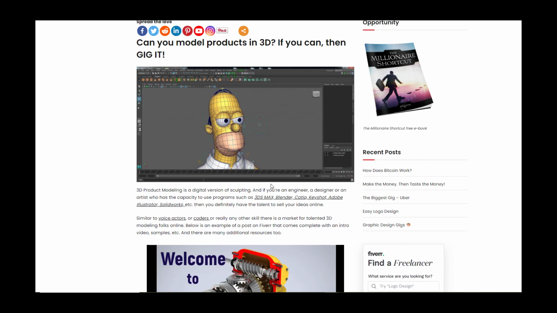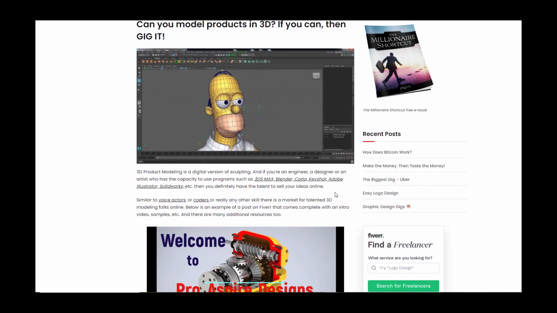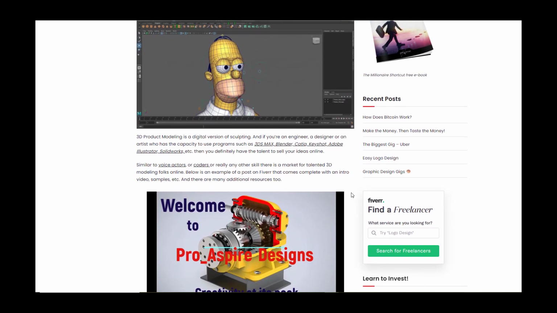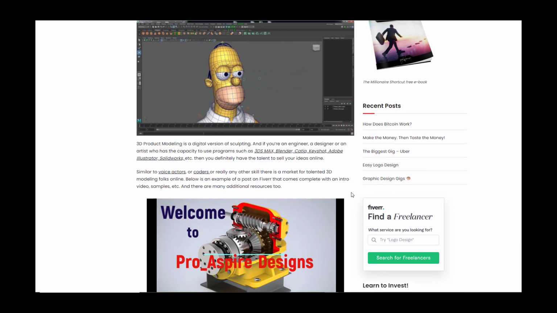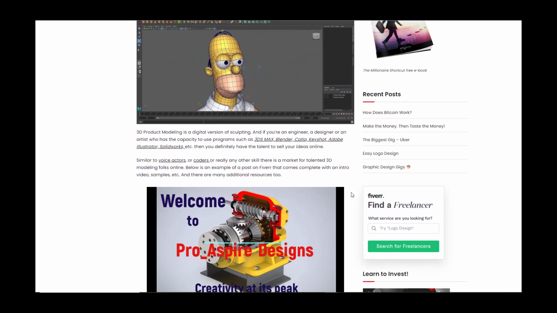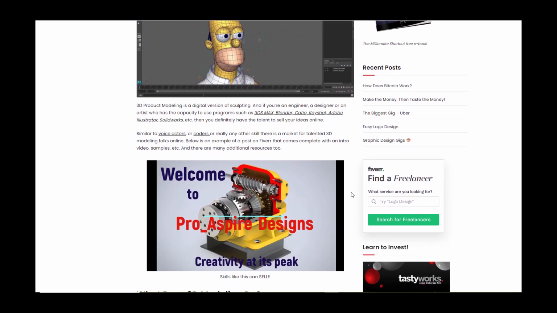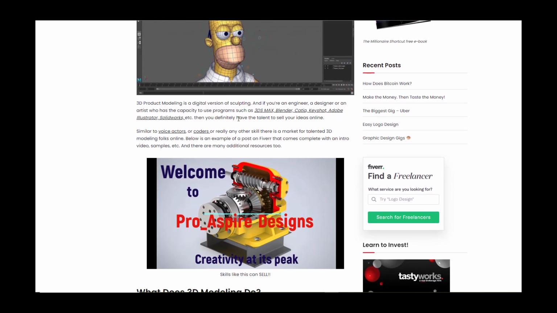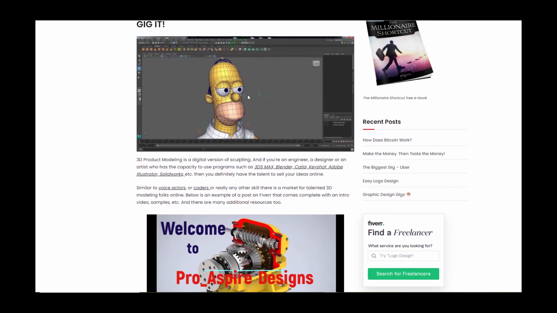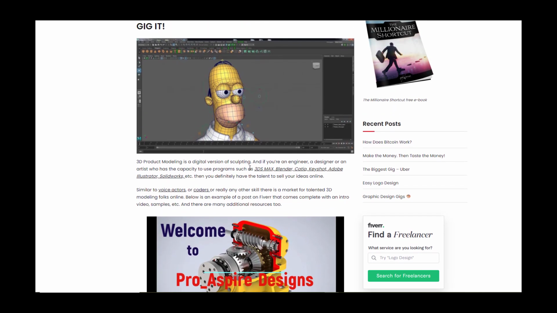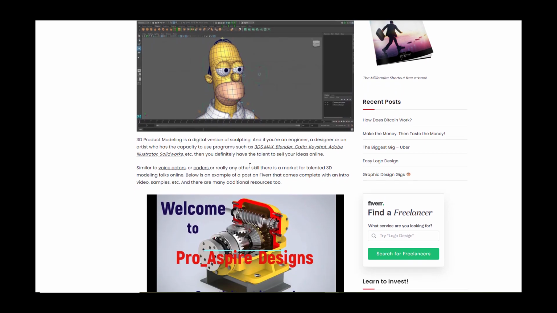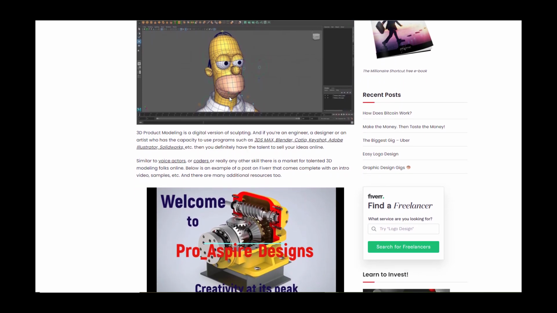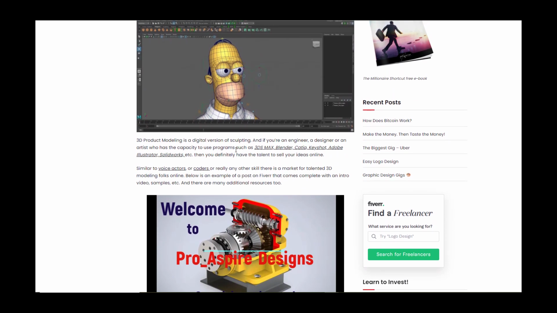So this post is essentially going through a couple of different keys of what to look for as a 3D modeler or engineer. There are a lot of resources here, but we'll go through it to help you understand. I love this picture of Homer being designed in 3D, and that's the kind of stuff that can be turned into things you can actually use on a 3D printer.